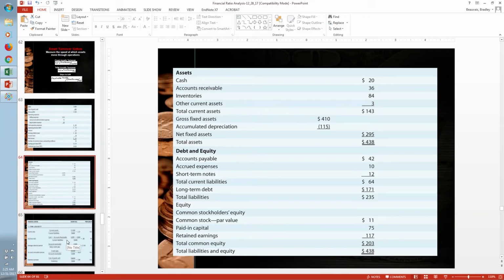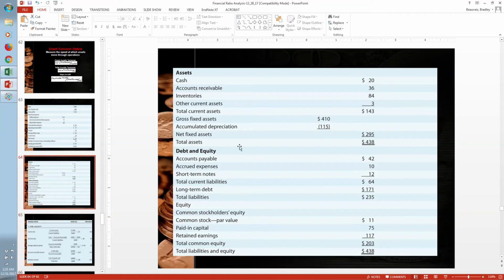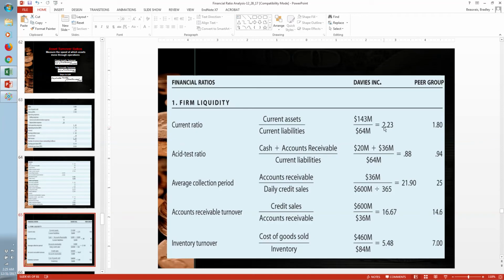As we start to dig apart, or separate, these financials, just a couple of fundamental data sets, if you will, for lack of a better term. Here we can look at our current ratio. As we look back at these sheets, our current assets over current liabilities. So where's our current assets? Right here, 143, and current liabilities over 64. So that's where we get our 2.23, and this particular company was called Davies Incorporated.